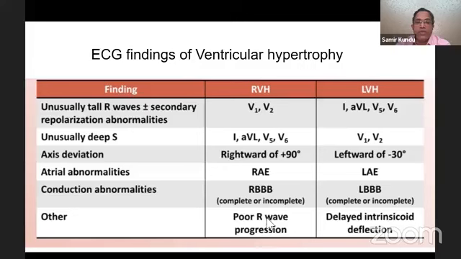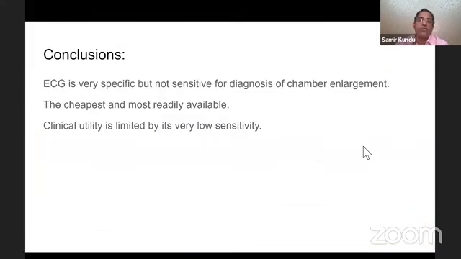There are additional criteria for right ventricular hypertrophy. There is poor progression of R waves and there is delayed intrinsicoid deflection. Conclusion: ECG is very specific, but not sensitive for diagnosis of chamber enlargement. But ECG is the cheapest and most readily available. Clinical utility is limited by its low sensitivity.